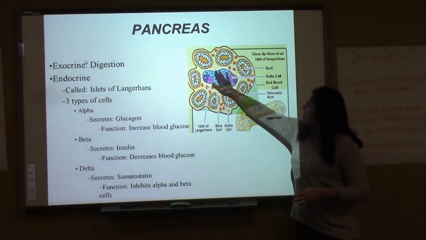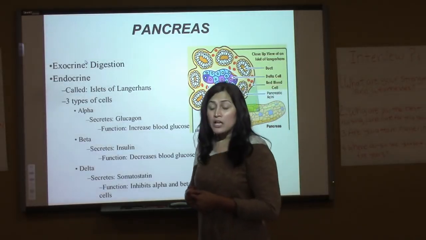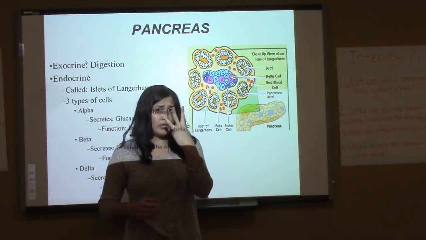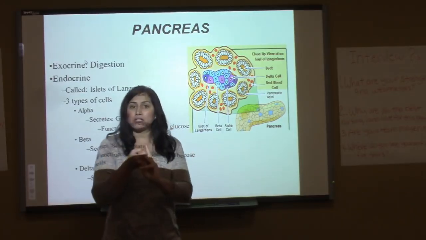Taking a closer look, here is the endocrine part of the pancreas, which are called islets of Langerhans. The endocrine part of pancreas has three cells. It has alpha cell, beta cell, and delta cell.